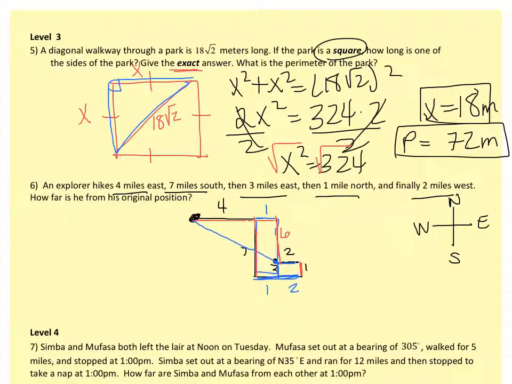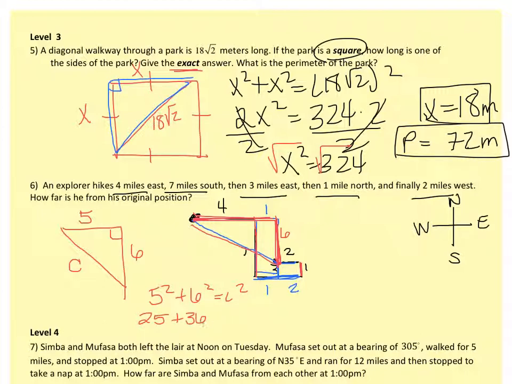So now for this triangle here, I've got both legs, so I can find out the hypotenuse. I'm going to label that C. This length here is going to be 5, and this length is going to be 6. So now what I'm going to do is the Pythagorean theorem. So 5 squared plus 6 squared equals C squared. So 25 plus 36 equals C squared, and that's going to be 61 equals C squared.